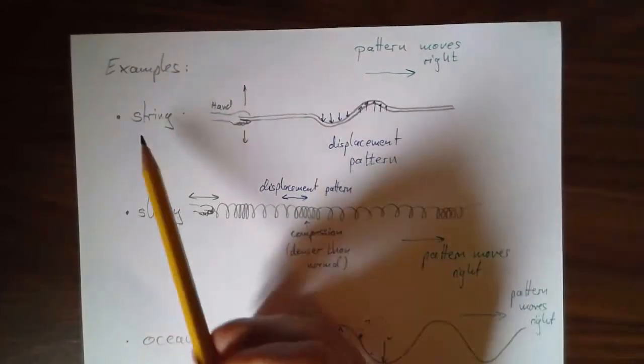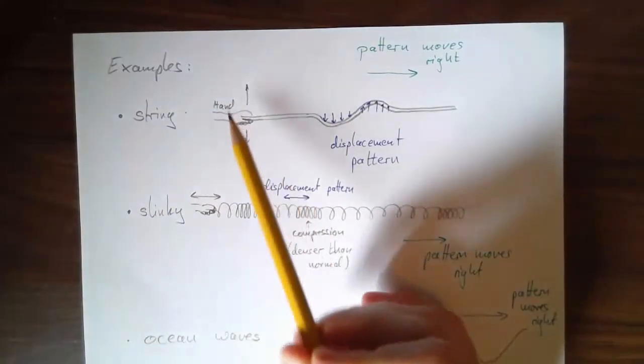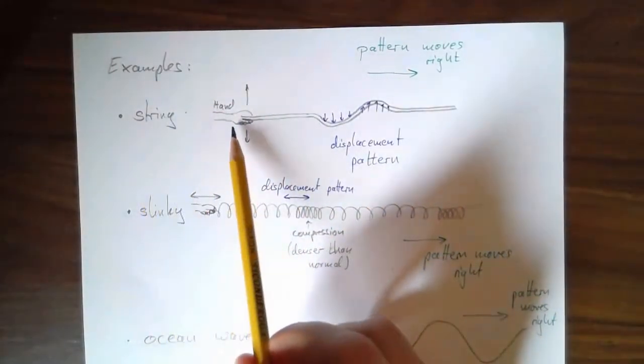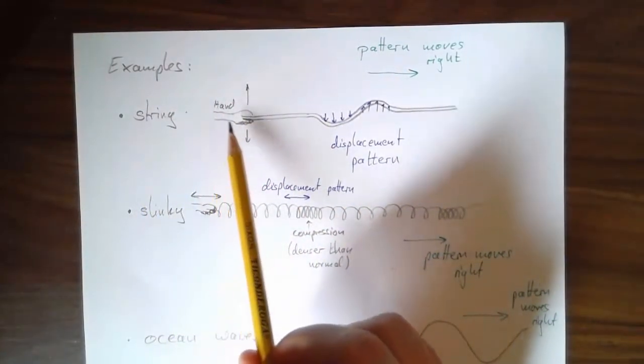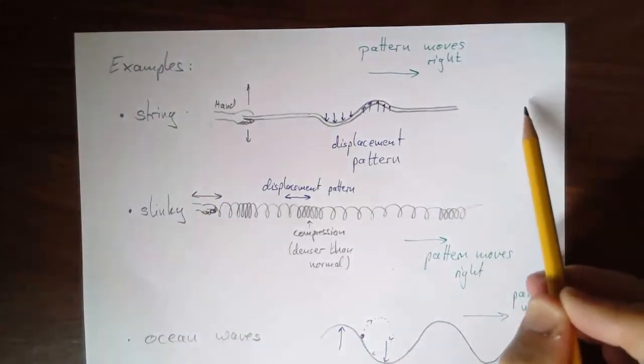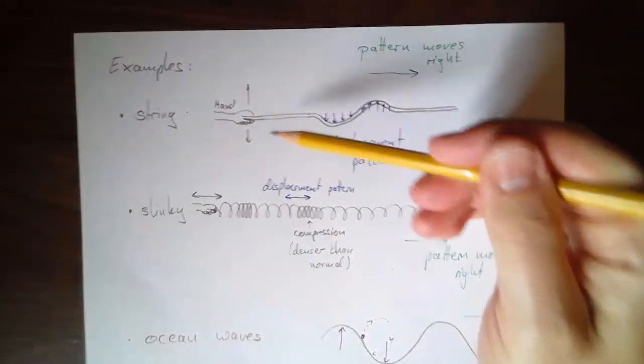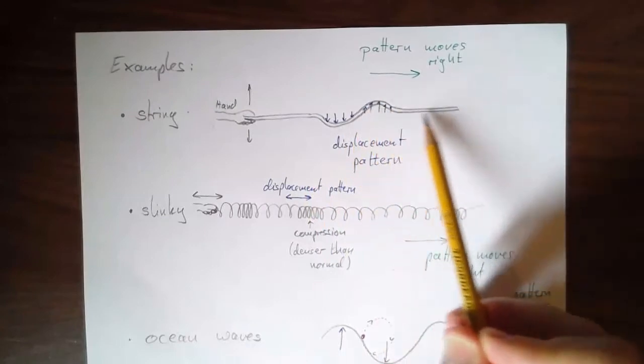The first example is very artistically drawn here by myself. The example I've been mentioning: you put a string, and maybe the other end is tied to something, so it's a taut string. You move this up and down and you get this pulse traveling along it.